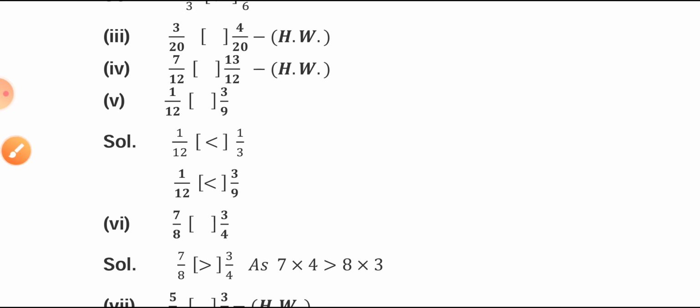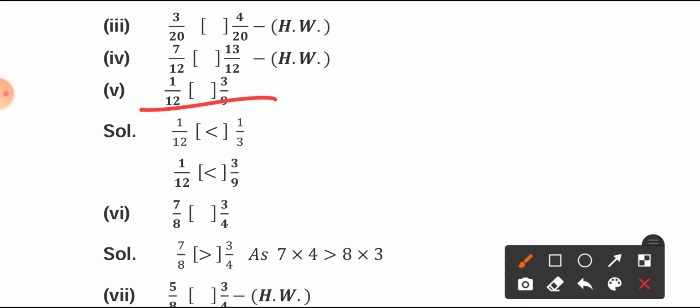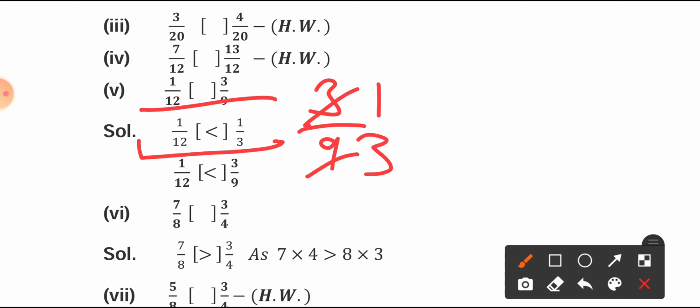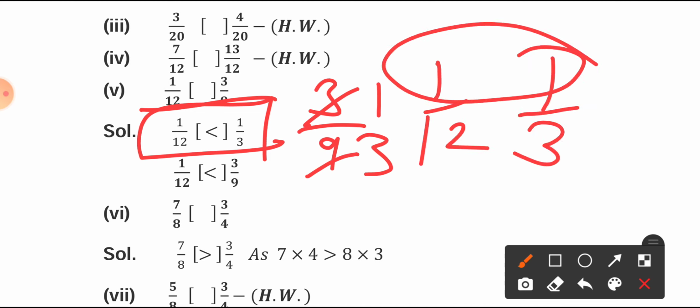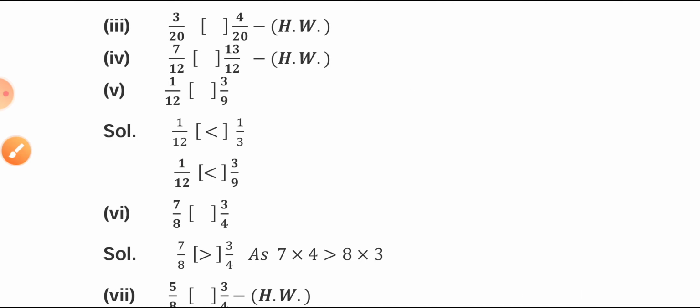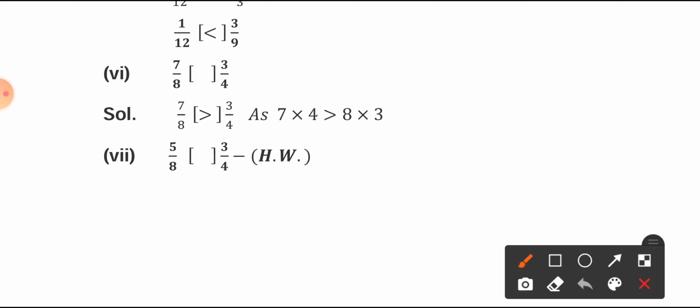Then 5th one, 1 by 12 and 3 by 9. As you can see that 3 by 9 can be written as 3 ones are 3, 3 threes are 9. It means we can write it as 1 upon 3. Now 1 by 12 and 1 by 3. Here numerators are equal and denominators are different. So the fraction which is smaller in denominator will be greater. It means 1 by 3 is greater than 1 by 12. The next one, 7 by 8 and 3 by 4.